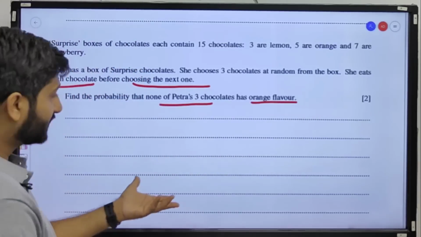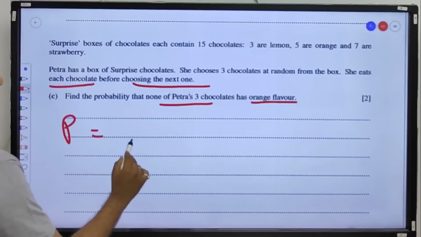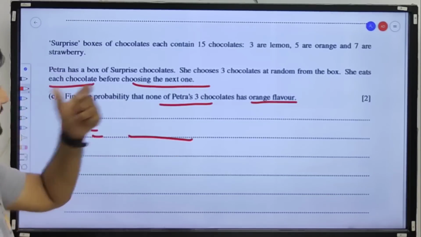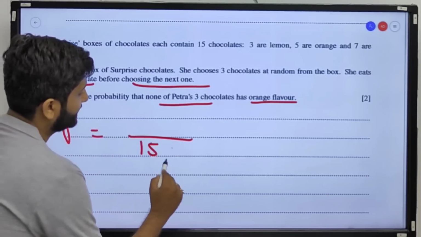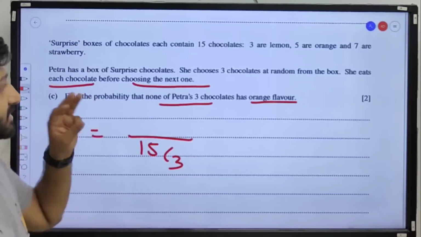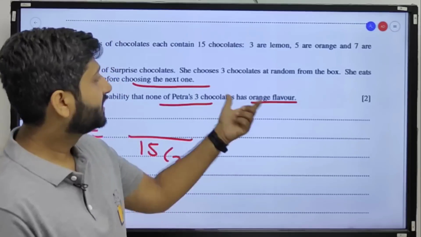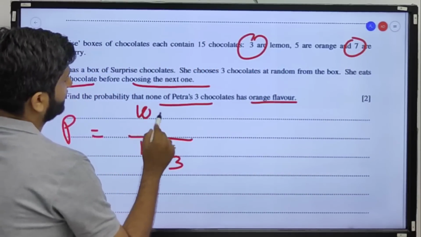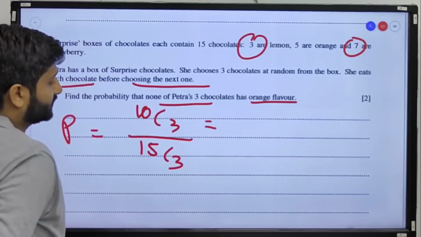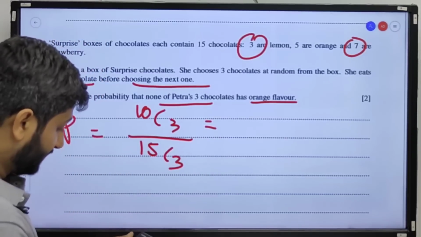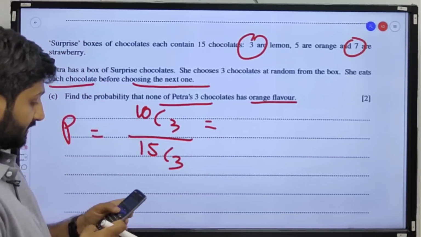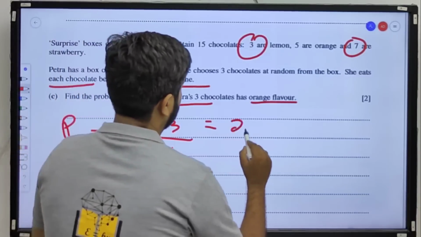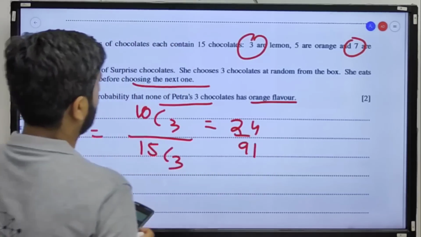So none of them have orange flavor. So we know probability is desired outcome upon total outcome. So what is the total outcome? She is selecting 3 chocolates, so 15C3. And she is going to select 3 chocolates, but none of them are going to be orange. So out of the 10 chocolates she has, she will select 3. So 10C3 upon 15C3. The answer is 24 upon 91.